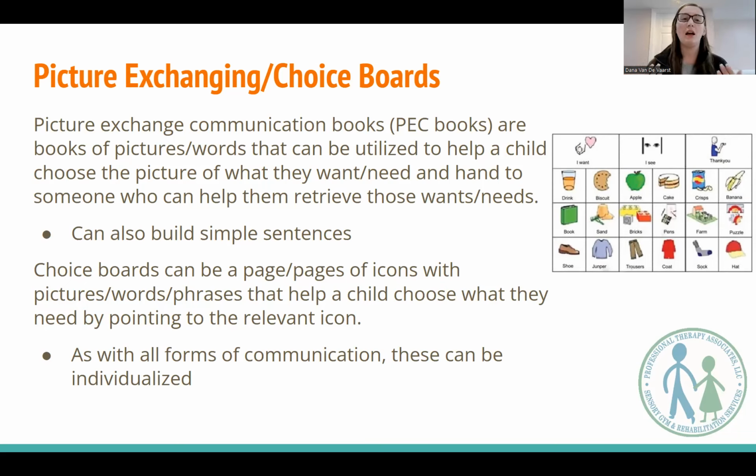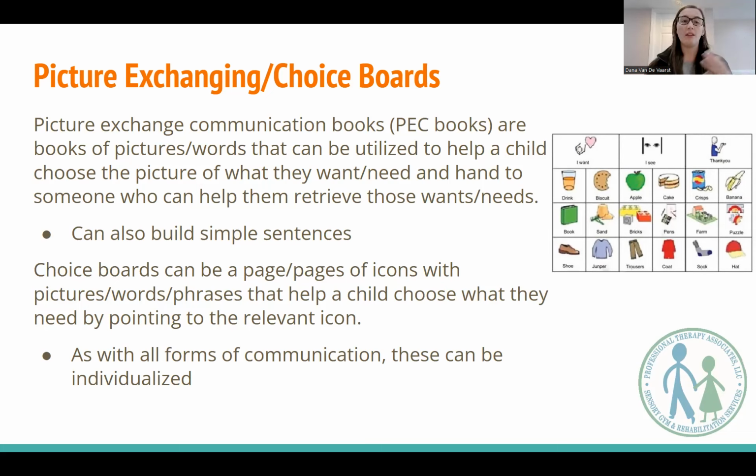So basically, the first thing would be a picture exchange and communication book. These are pictures or words that can be utilized to help a child. They'll choose a picture of what they want and what they need, and then they're going to find whoever has that, hand it to them, to then retrieve it. So it really helps with engagement and joint attention, and understanding that if they need help, or if they need something that they can't physically get themselves, how to find somebody and to get what they need.